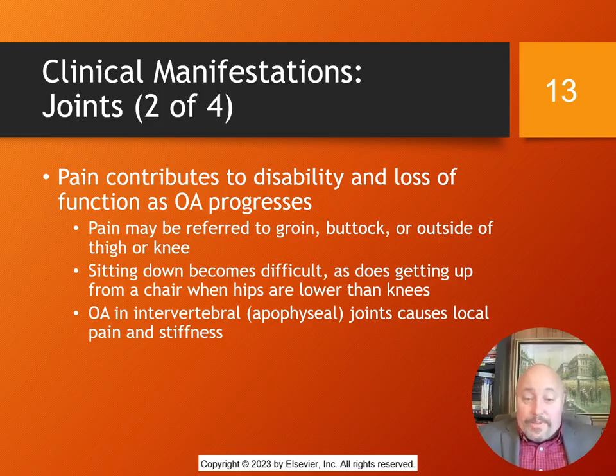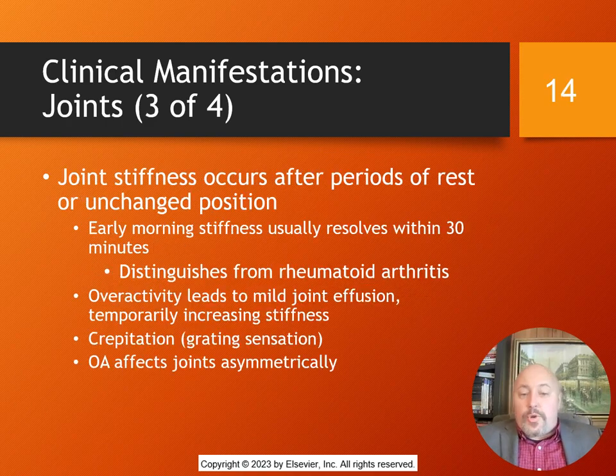Osteoarthritis in intervertebral joints causes local pain and stiffness. Joint stiffness occurs after periods of rest or unchanged position. Early morning stiffness usually resolves within 30 minutes, and this distinguishes it from rheumatoid arthritis, which we'll get to in later slides. Overactivity leads to mild joint effusion, temporarily increasing stiffness, causing that crepitation. Again, that crepitation is just that grinding sound of the bone rubbing on bone. And osteoarthritis also affects the joints asymmetrically, causing them to be slightly off-center or disfigured.